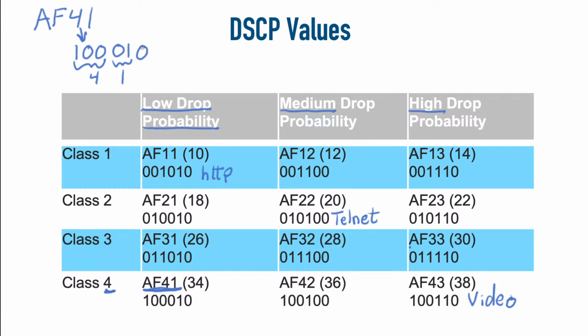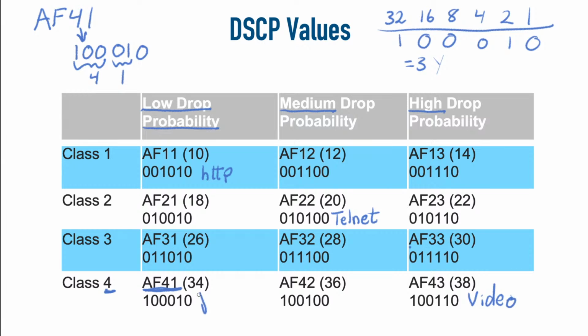Now let's convert that into decimal. Let's write out our column headers again. We've got a 32, 16, 8, 4, 2, 1. And our binary bits that we just calculated are 1, 0, 0, 0, 1, 0. Let's add up the column headings that have a 1 under them. That's a 32 plus 2. 32 plus 2 is 34. That's the reason down here with AF41, that's the reason this says 34.